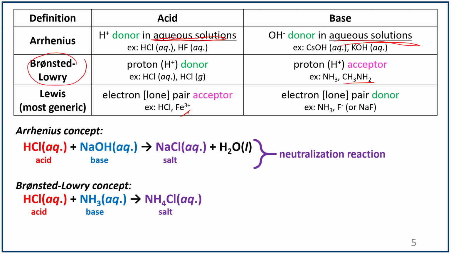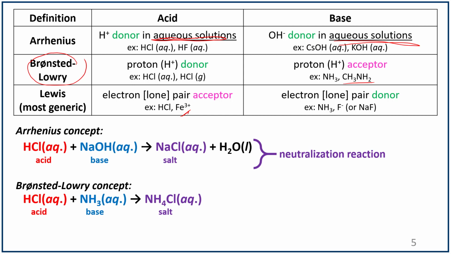All Arrhenius acids and all Bronsted-Lowry acids are Lewis acids, but not the other way around. The same goes for bases. Okay, in terms of reactions, because that's what chemistry is for.